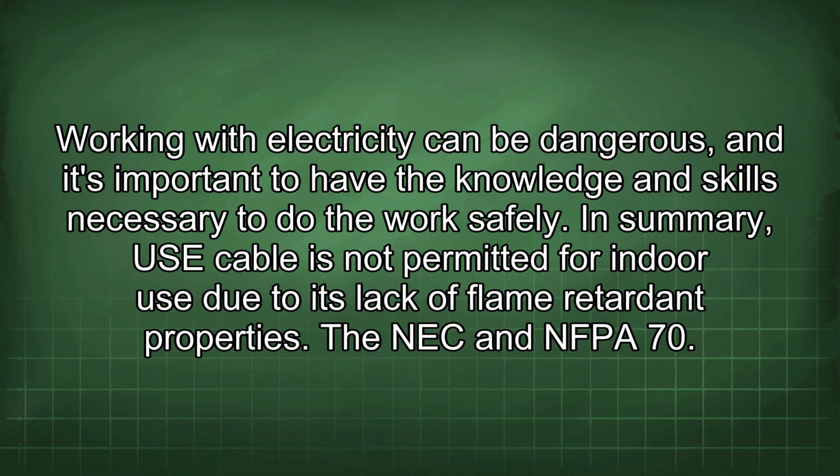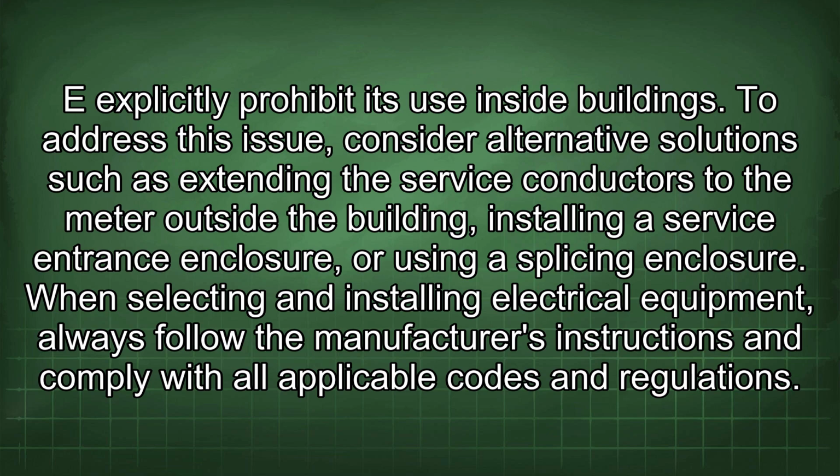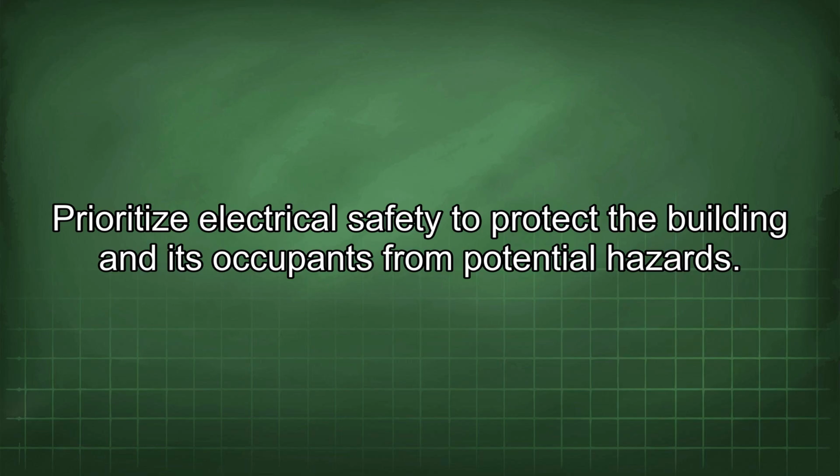safely. In summary, USE cable is not permitted for indoor use due to its lack of flame retardant properties. The NEC and NFPA 70E explicitly prohibit its use inside buildings. To address this issue, consider alternative solutions such as extending the service conductors to the meter outside the building, installing a service entrance enclosure, or using a splicing enclosure. When selecting and installing electrical equipment, always follow the manufacturer's instructions and comply with all applicable codes and regulations. Prioritize electrical safety to protect the building and its occupants from potential hazards.